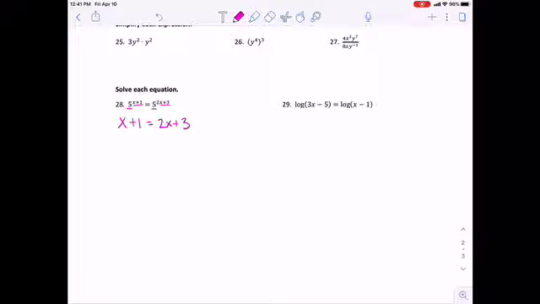29 is going to work the same way. Notice that I have the exact same log in both problems. Well, if the outside logs are equal, the insides must also be equal. So I can think of this problem as 3x minus 5 equals x minus 1, and then you can go ahead and solve it. So that's the assignment.